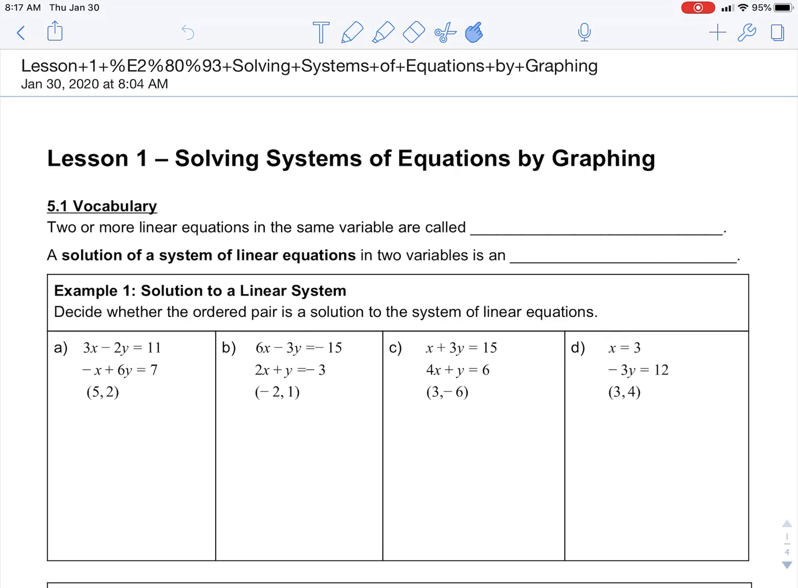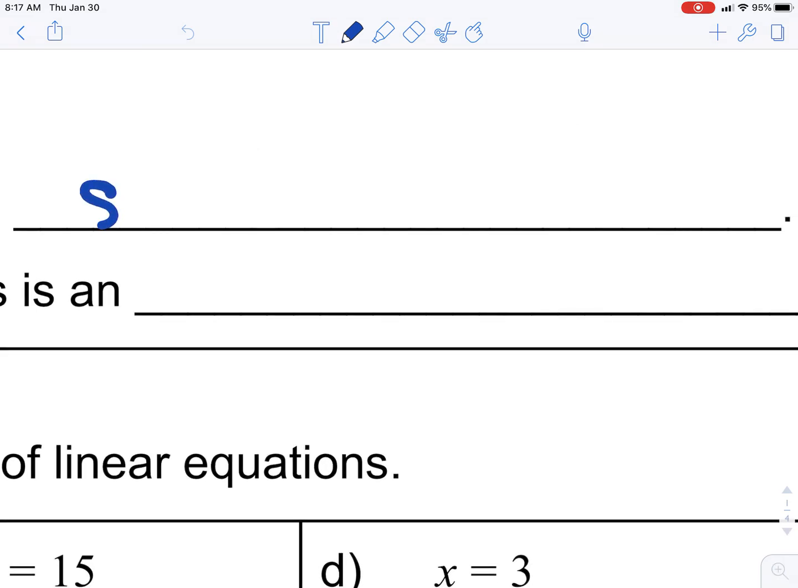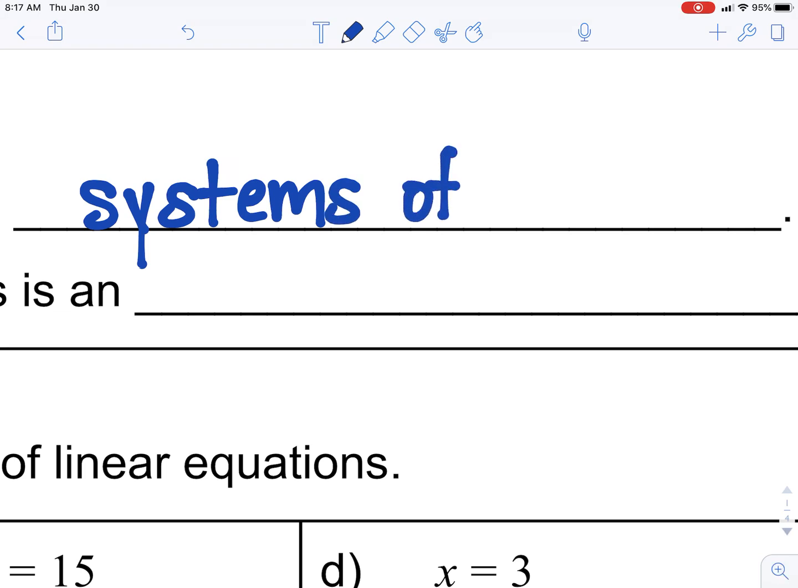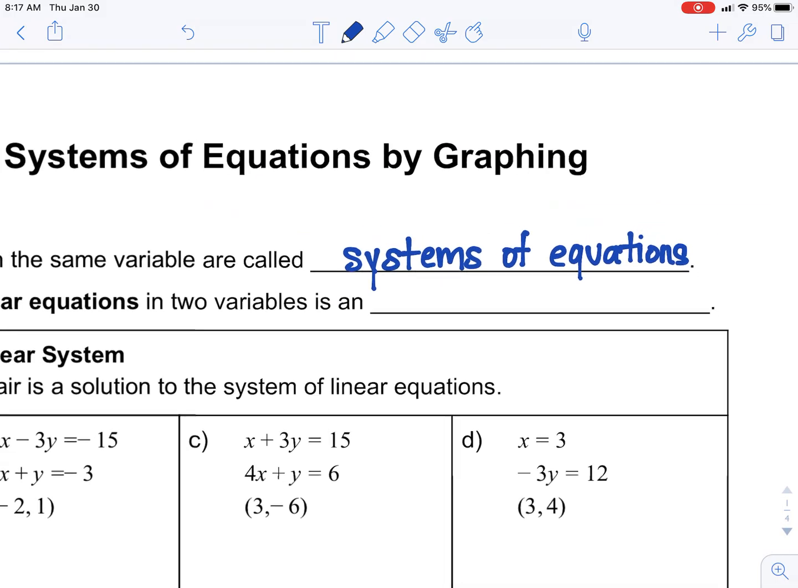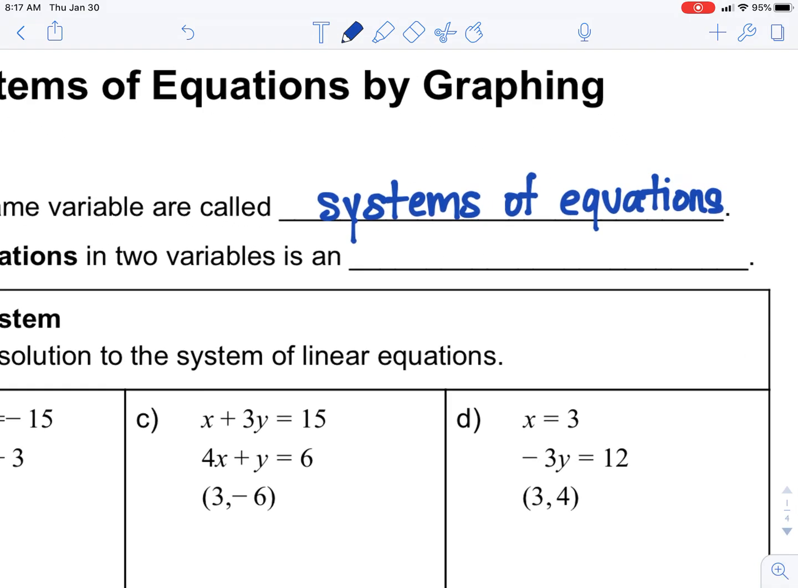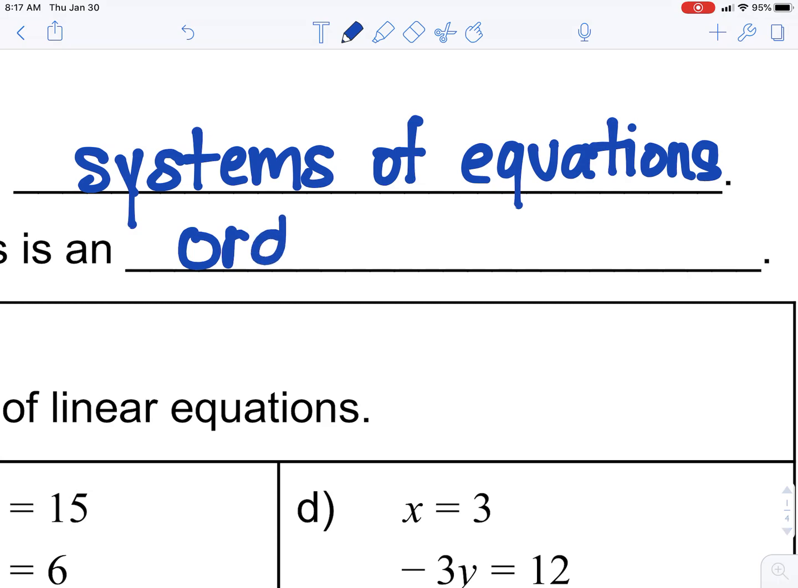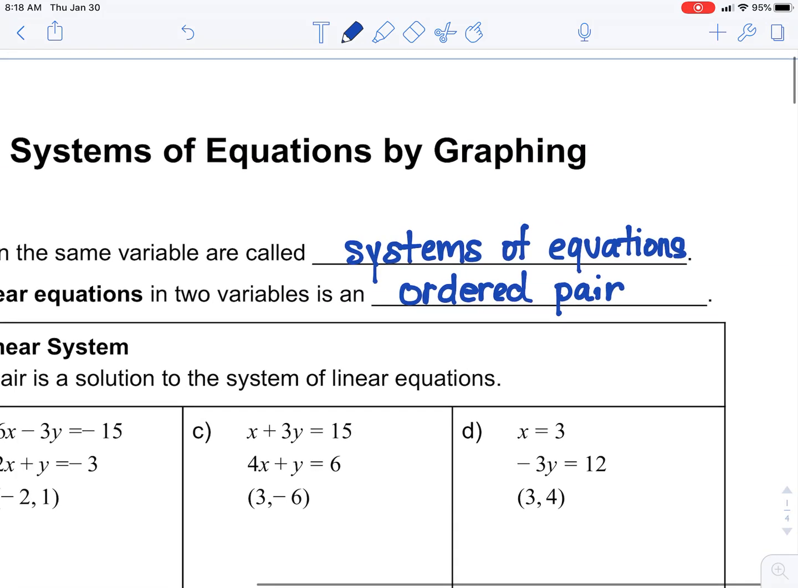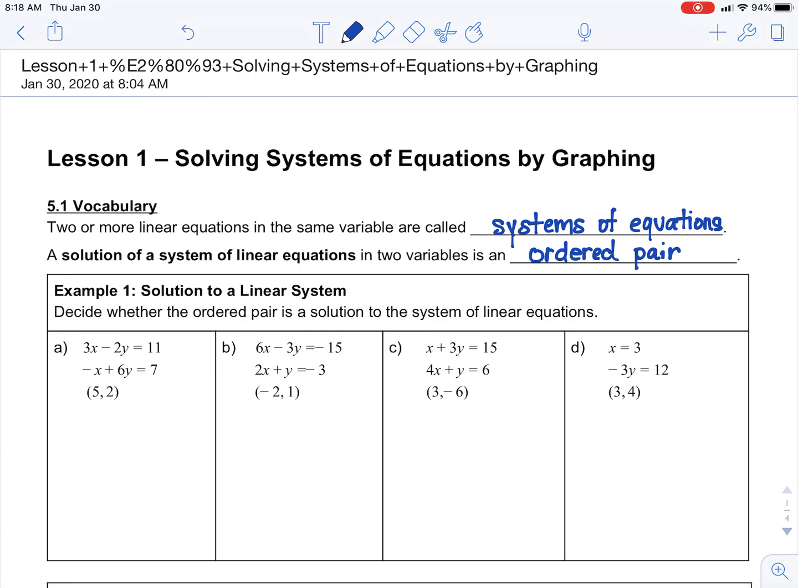So two or more linear equations in the same variable are called a system of equations. And a solution of a system of linear equations in two variables is an ordered pair. So we're always going to see two linear equations called a system, and their solution set is an ordered pair.